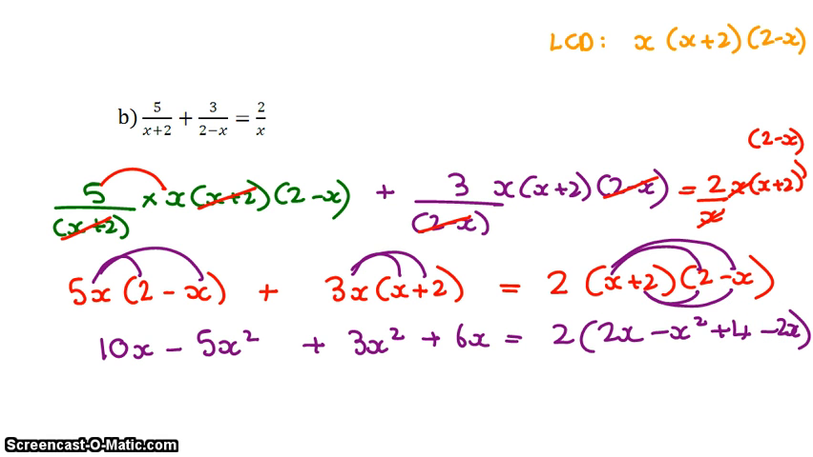Let's try to simplify this left-hand side. Minus 5x squared and 3x squared will give us minus 2x squared. 10x and 6x gives me 16x.